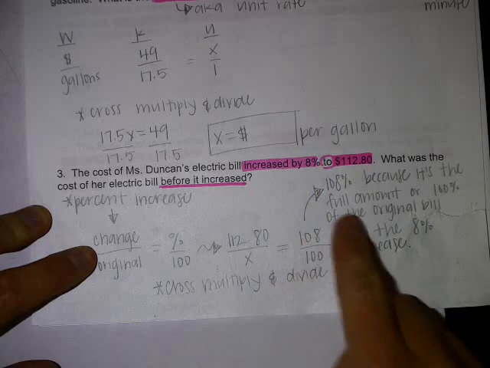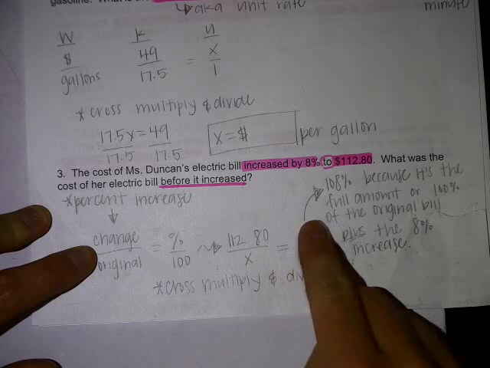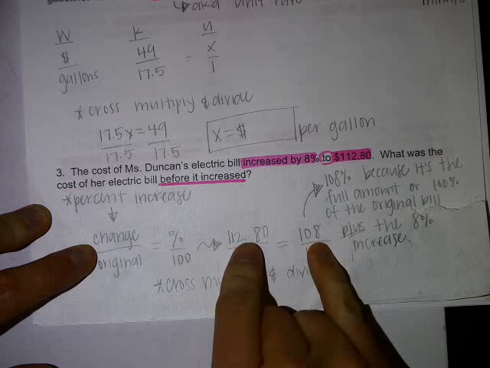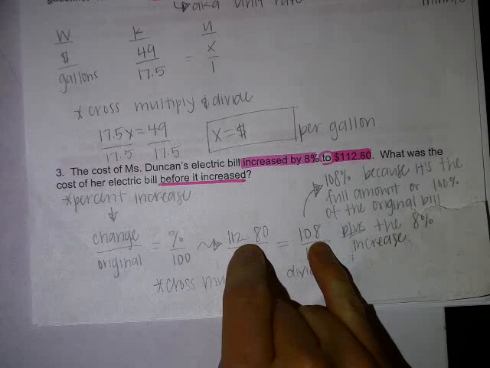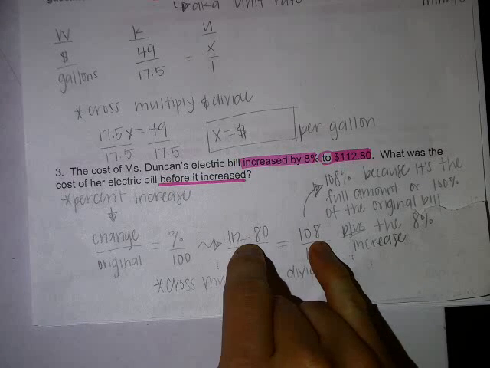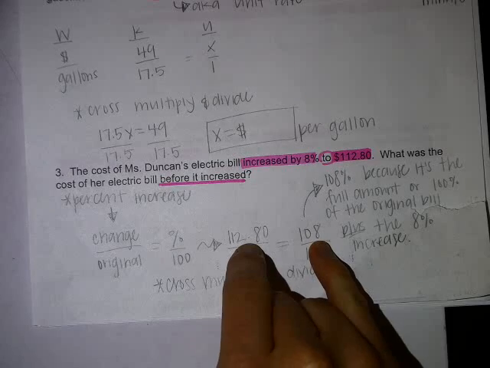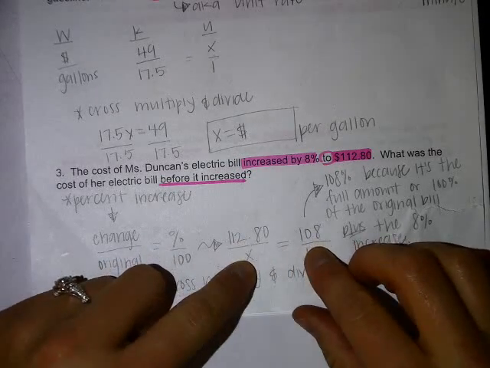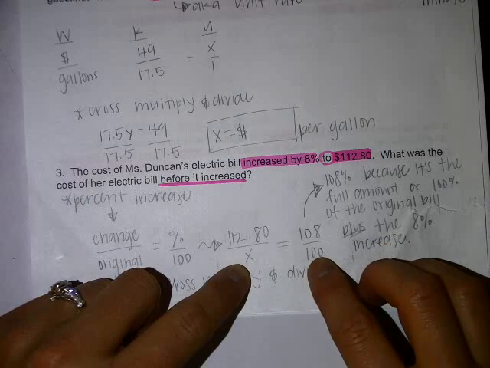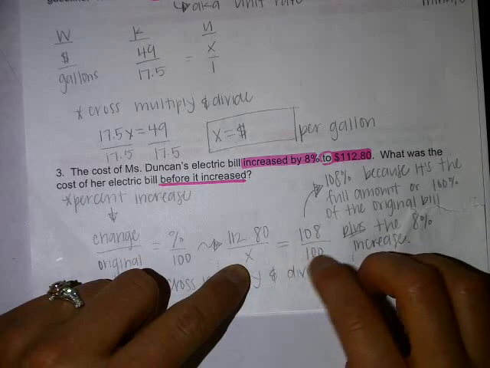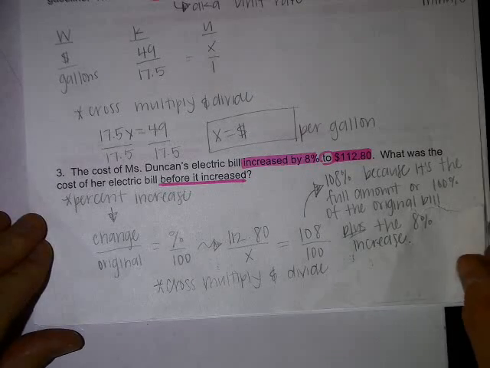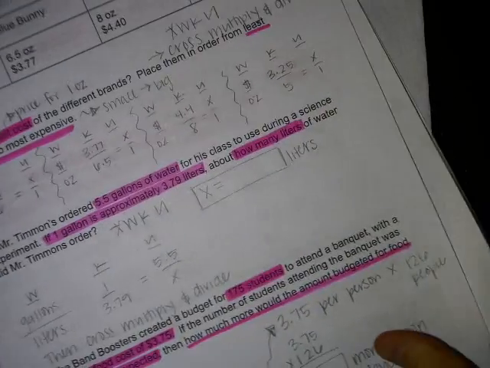Okay, the biggest thing is you're just having to think about, okay, this is set equal to 100% or 108%, because this is the price, the full 100% of the price before it increased plus the 8% increase. So this is equal to 108%. This, what we're looking for, is going to equal the 100% that it originally was. So you'll just cross multiply and divide to solve.